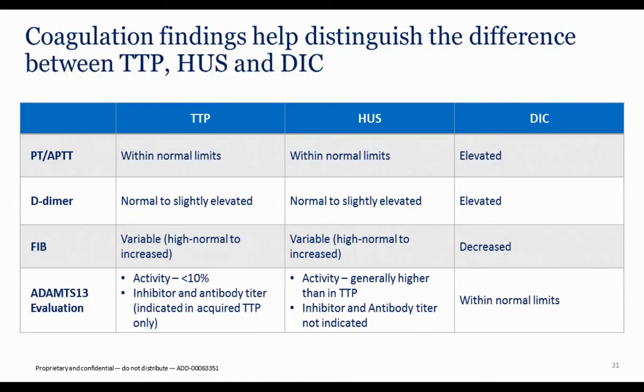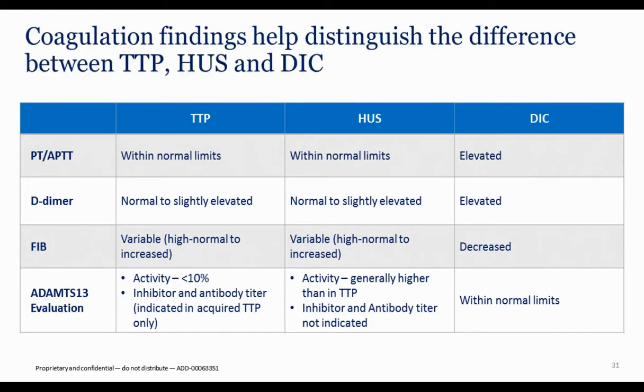So this table represents some of the coagulation findings that help us to distinguish between TTP, HUS, and DIC. In patients with TTP, the PT and APTT are within normal limits. The same is true for patients with hemolytic uremic syndrome, and in patients with DIC, the PT and APTT are elevated. So that's one of the distinguishing characteristics between DIC versus TTP and HUS. With the D-dimer testing in patients with TTP and HUS, the results are normal to slightly elevated, whereas in DIC, the results are generally elevated always.